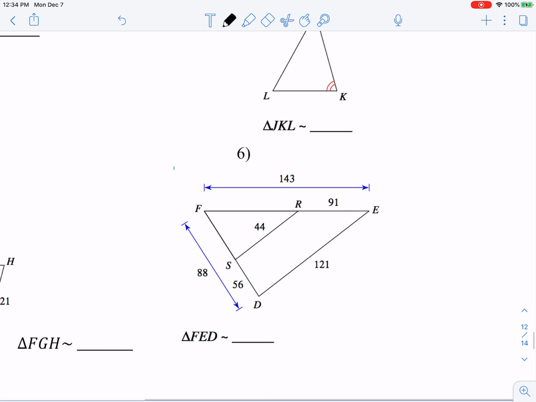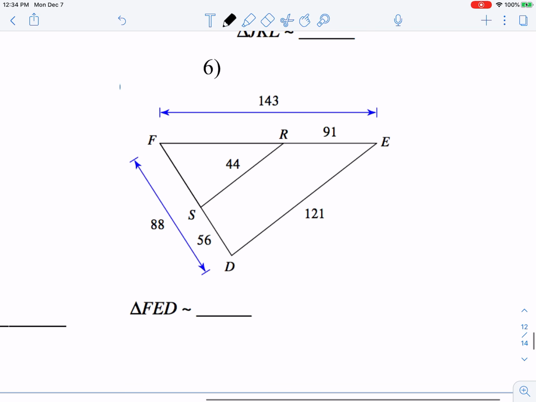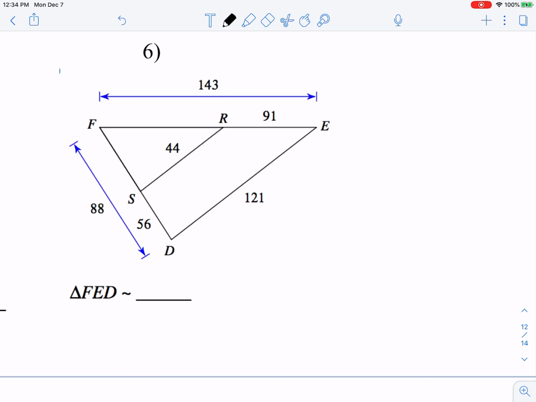I'm going to talk about number 6 here really quick. It's not extremely difficult. What makes it difficult is the way these numbers are represented. Just separate them. So I have a triangle that looks like this, where this is 44. I don't know this and I don't know that side. And I have a bigger triangle where I know this is 121, this is 88, this is 143.